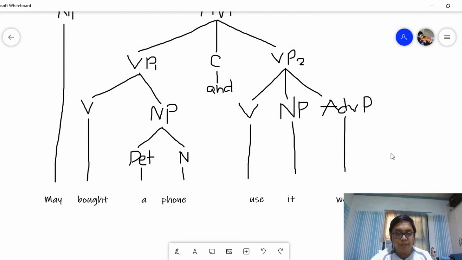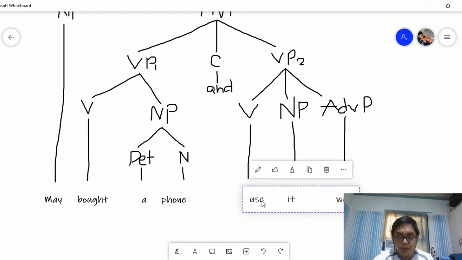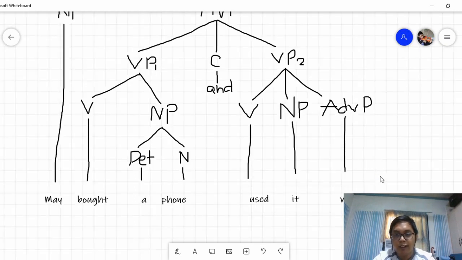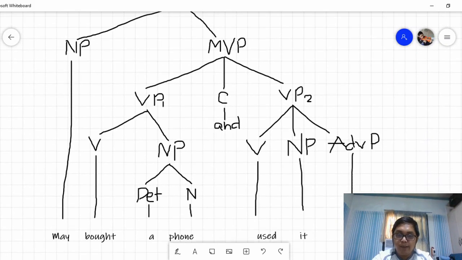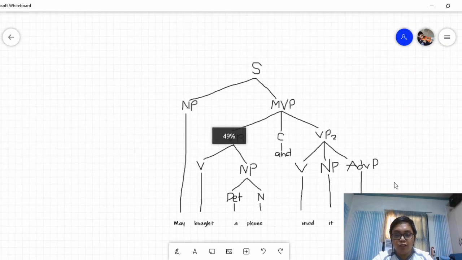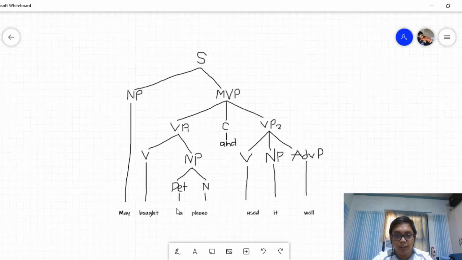So, "May bought a phone and used," oops, that's D. "May bought a phone and used it well." So that's how we do the structure tree itself. I hope you can see this well. Again, "May bought a phone and used it well." So we're clear on that.